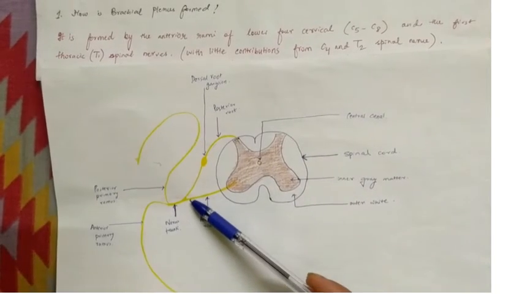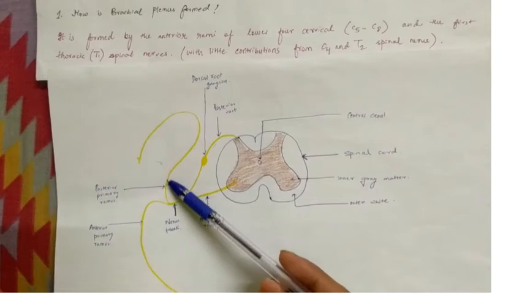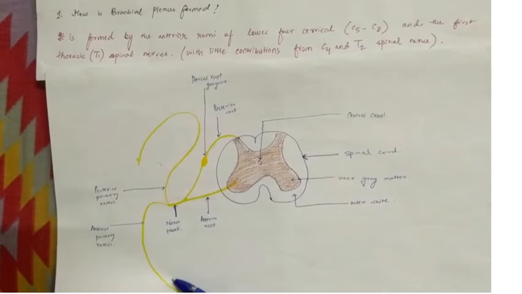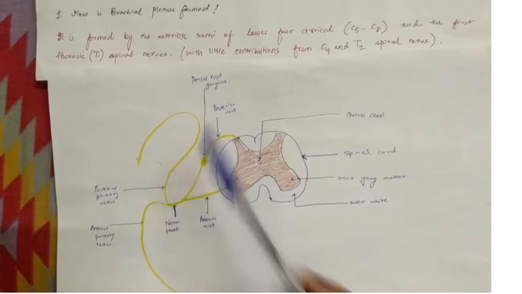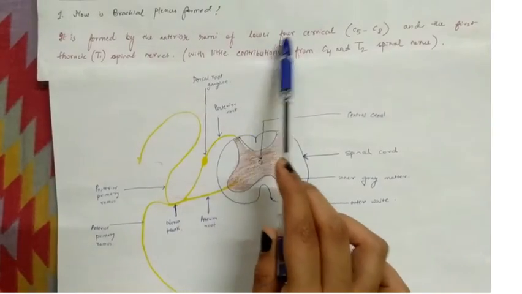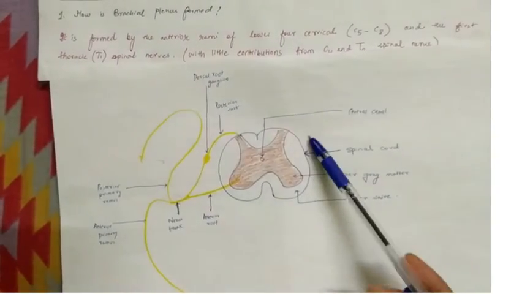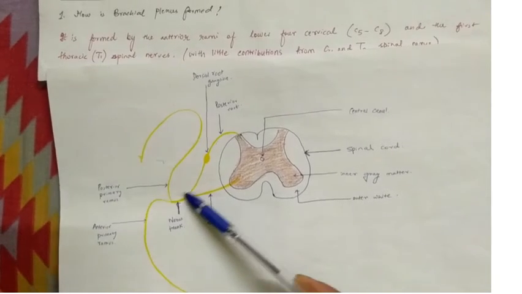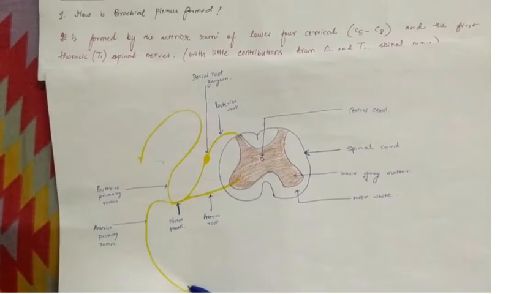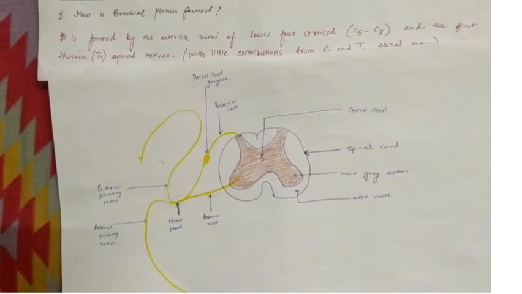This is the nerve trunk. And from the nerve trunk arise a posterior primary rami and an anterior primary rami. So that is the statement of the brachial plexus: anterior rami of the lower four cervical and the first thoracic spinal nerve. If this is the C5 spinal segment, then this nerve will be the C5 spinal nerve. So the anterior rami of the C5 spinal nerve contributes to the formation of the brachial plexus along with C6, C7, C8 and T1.